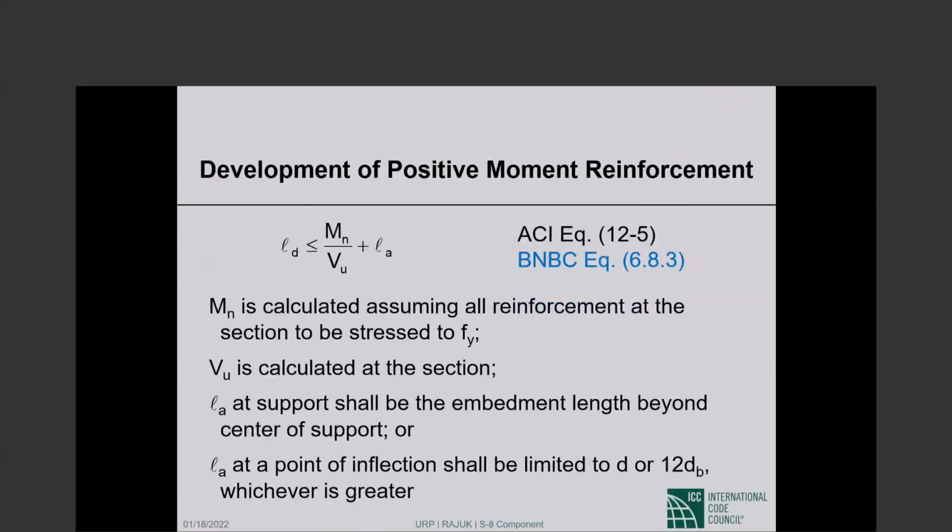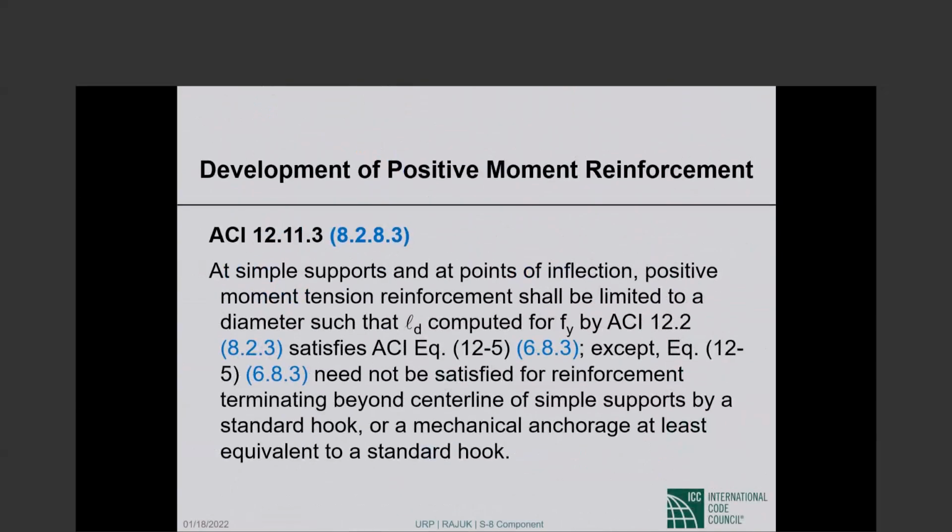Now we limit the bar size by instituting this restriction: L sub d, development length, shall not be any larger than M sub n. So we are talking about, remember, a simple support or a point of inflection.